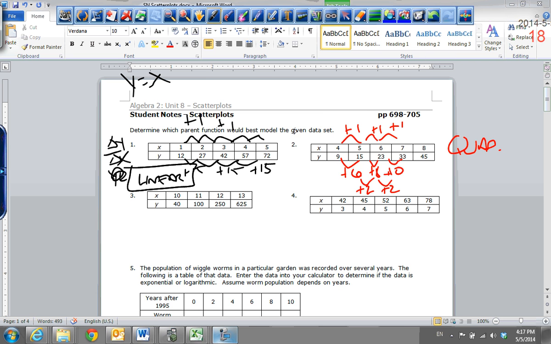Number three, if we were to graph this, you would have 1040, and then 1100, 12250, 13625. It would look something like this. The graph that looks like that is an exponential. And last one, number four, if you were to graph that, you would get this picture, which is the square root. So on a couple of those, it'd be best to plot them, and you can use your calculator, and I'll show you how to do that in a second. Or you can just know some information about the parent functions.